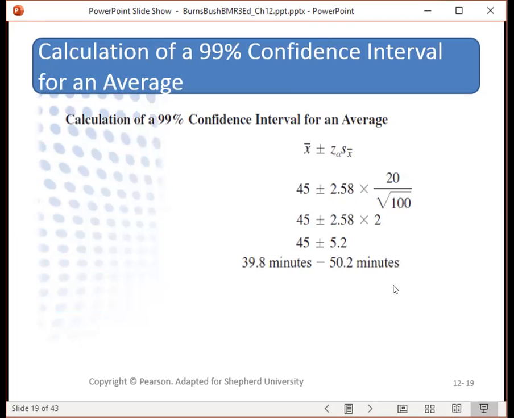And again, we can compare this. That was a 95%. We can compare that with a 99% confidence level by using the Z factor of 2.58. And that gives us a less precise interval, a wider interval of 39.8 to 50.2.